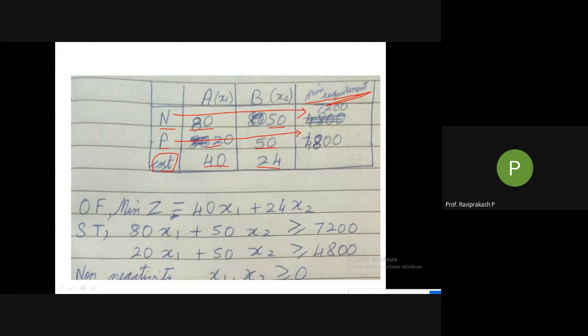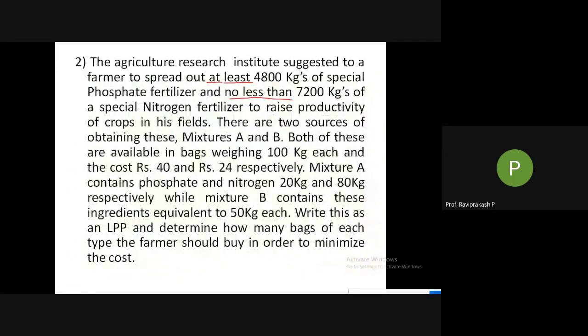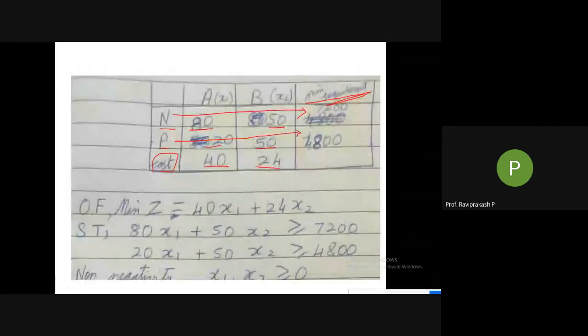So you already know that minimization is given to you. I'll write the objective function. Always you need to write it like this: OF, objective function in capital letters, comma, minimum Z. This should tell you whether you have to go for maximization or minimization. This is a minimization problem, minimum Z. What do I need to minimize? The cost. So where are the costs? 40 and 24. These are the costs.